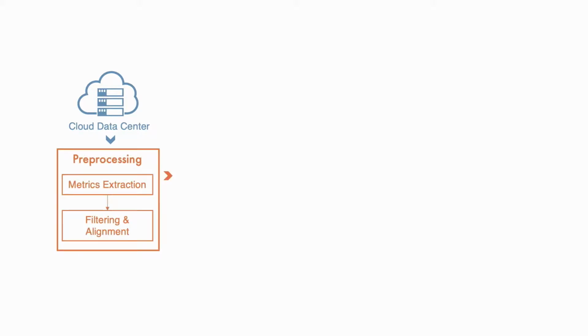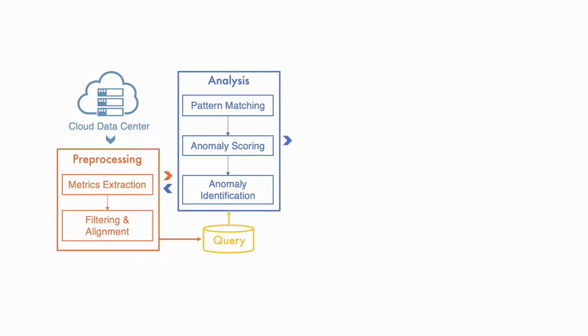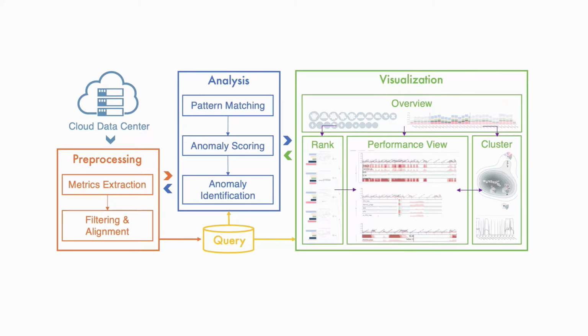The system consists of 4 major modules: a data collection module for the performance data collection of the cloud computing system, a data preprocessing module for the matrix extraction and alignment, an analysis module for temporal pattern matching and anomaly detection, and finally a visualization and interaction module for the interactive anomaly analysis.